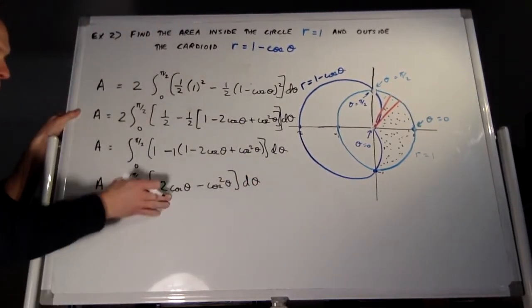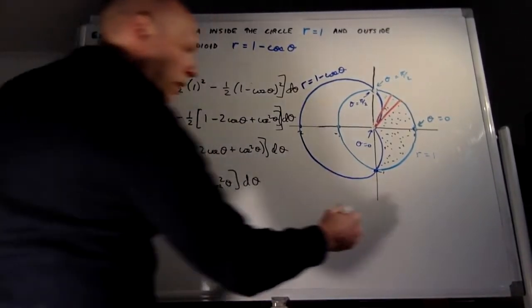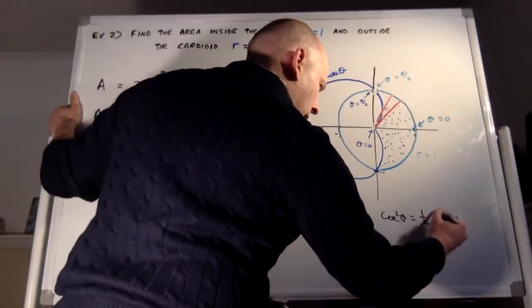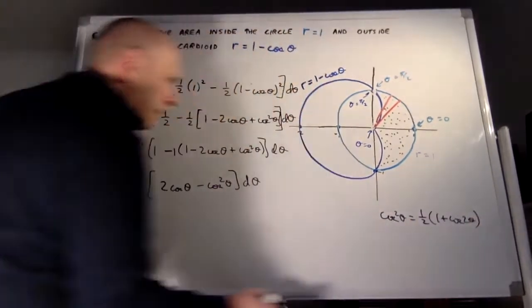We want to integrate this term by term, but I have this cosine squared theta. We know what to do with that, right? The cosine squared theta. We could use the identities, but what did it turn out to be? I think it was 1/2 and then times 1 plus cosine 2 theta. I'm pretty sure that was right.